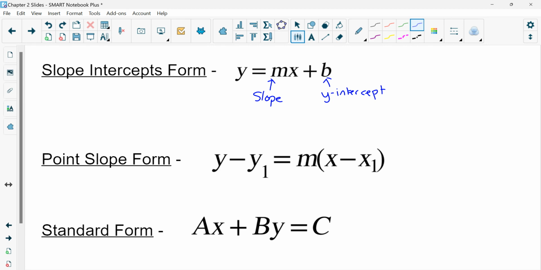And then we have point-slope form, which is y minus y1 equals m times x minus x1. So m is still your slope for point-slope. And then x1 and y1 are just any point on the graph. Sorry, any point on the line, yes. It has to be on the line.